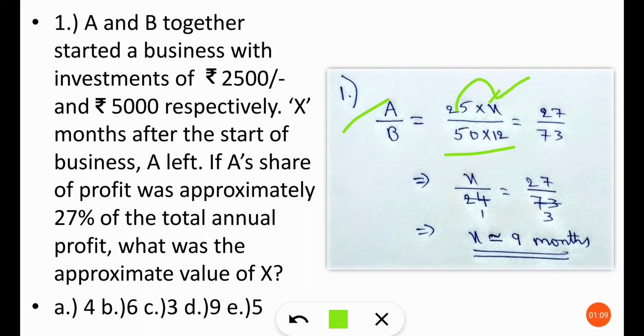Investment into time period equals profit ratio, that is 25 into X equals 27, 50 into 12 equals 73%. After solving this, we get X value as approximately 9 months. In the question they have asked for the approximate value of X. So we will take this 73 value as 72 and we cancel 24 ones and 24 threes. So 3 nines are 27 and X value will be 9 months. Option D is the right answer.